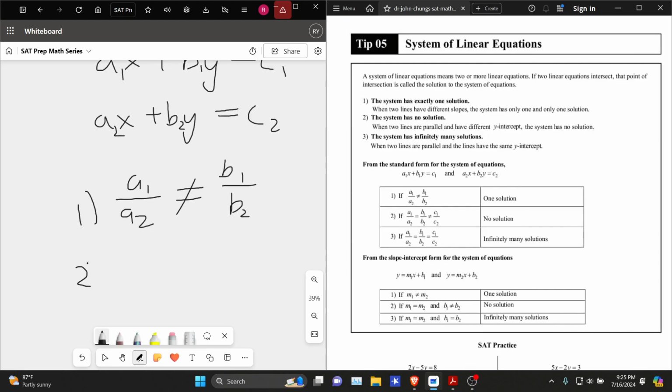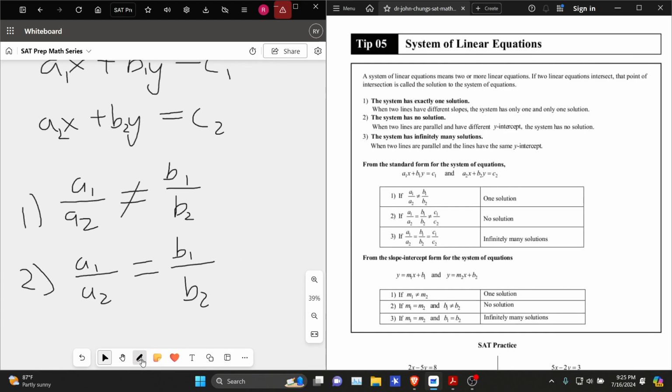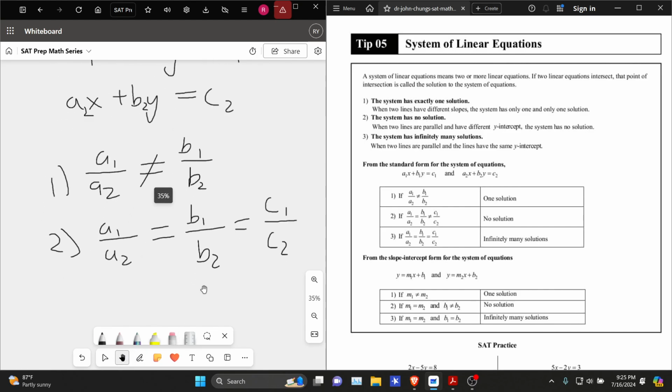The next scenario is where a1 over a2 is equal to b1 over b2, but that ratio is not equal to c1 over c2. And this means there are no solutions. It looks something like this, with two parallel lines.